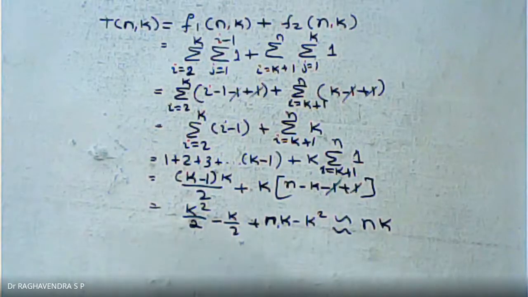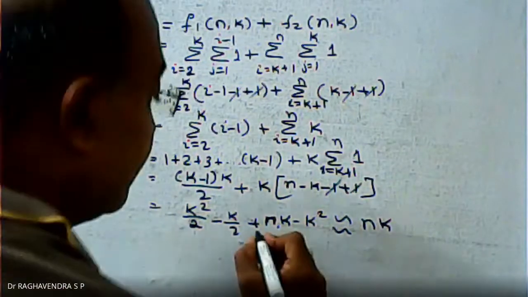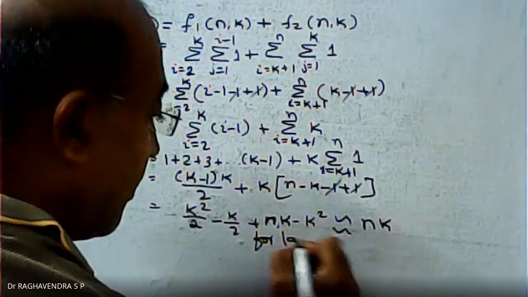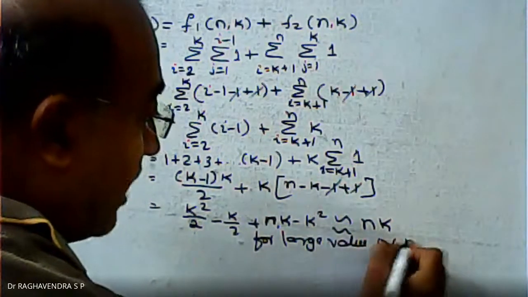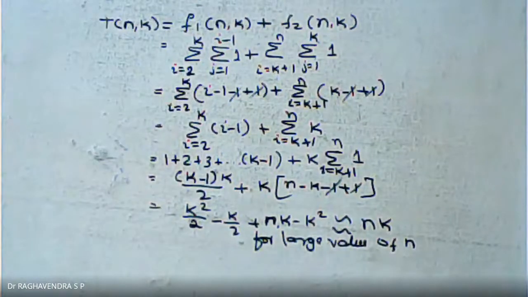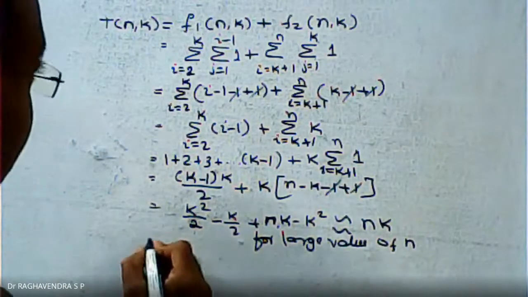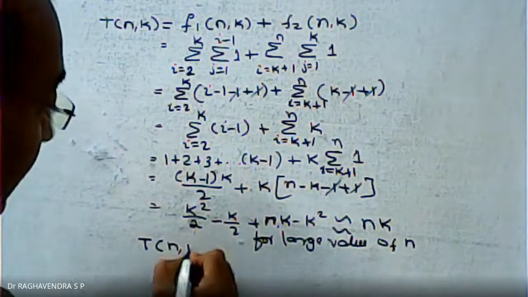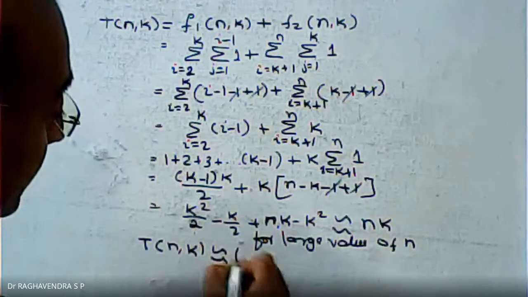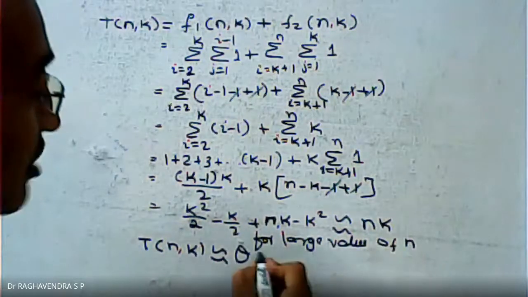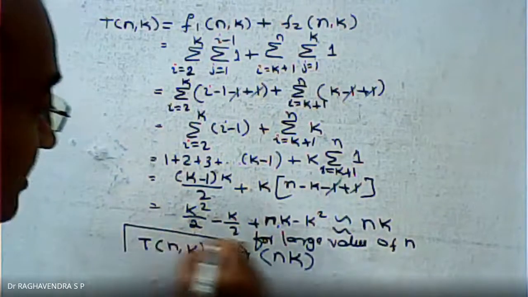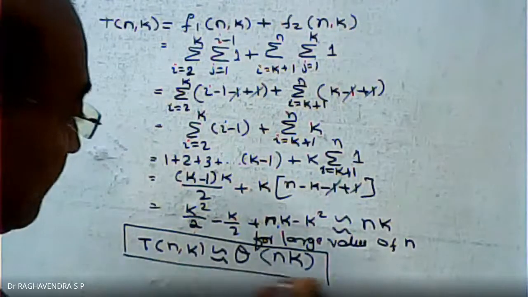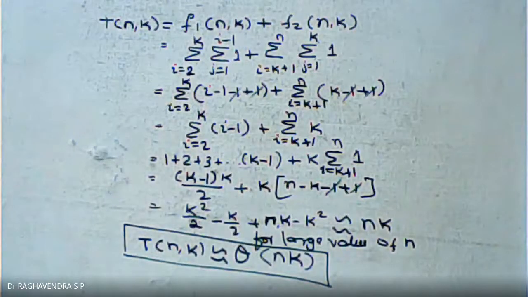So for any large value of n, P of n comma k is approximately equal to nk, because n comma k is a constant in asymptotic notations. So we can take this as theta of nk. So this is the time complexity of the binomial coefficient.